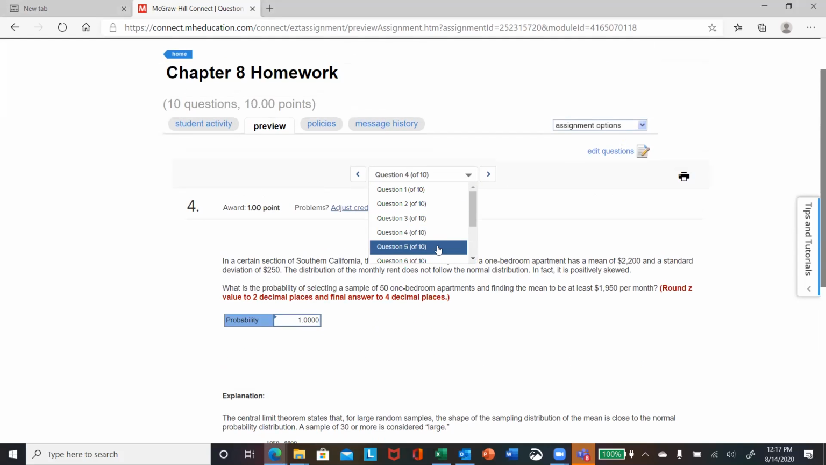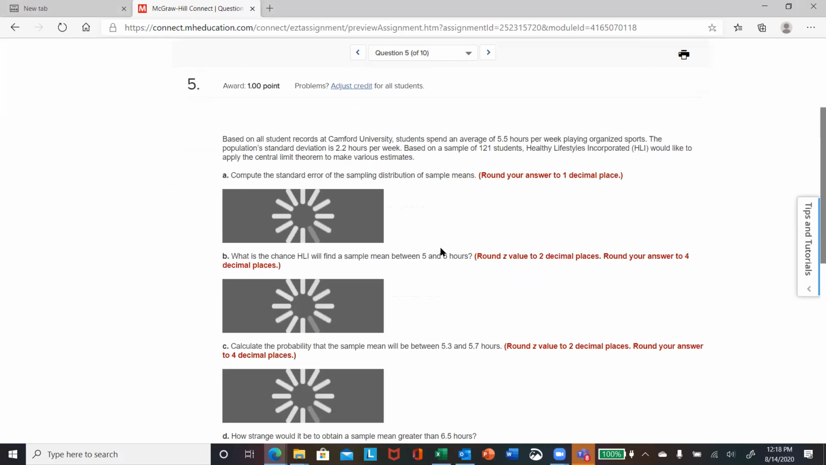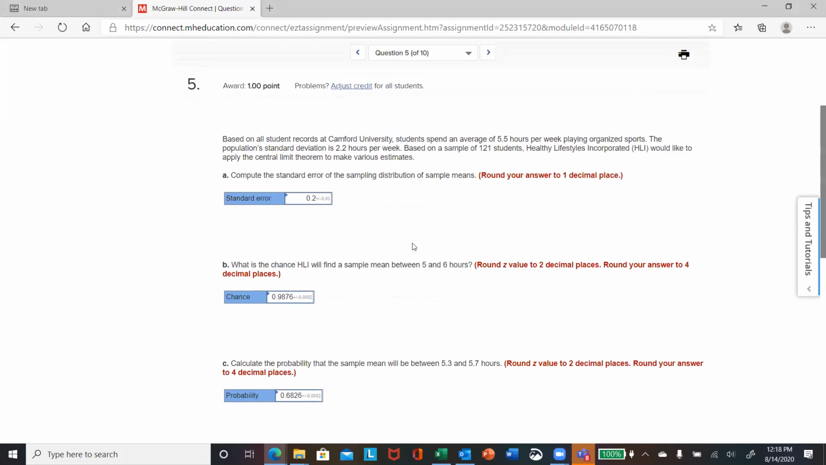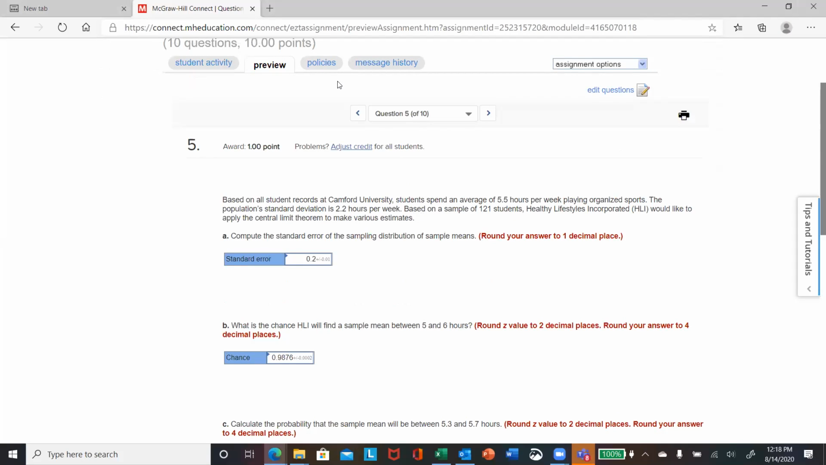Let's check out number 5. And again, now we're kind of back to doing these same calculations before. I'm not going to do every one of these, but I'll at least give you some hints on these as you're practicing, because at this point these are just repetition. So standard error, if you read the problem, mu is 5.5. The population standard deviation sigma is 2.2. Our sample size in this problem is going to be selecting a sample of 121.